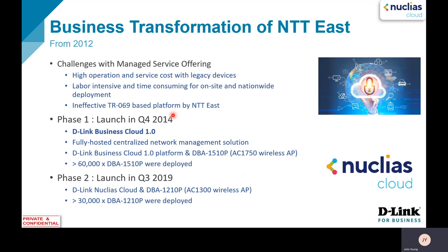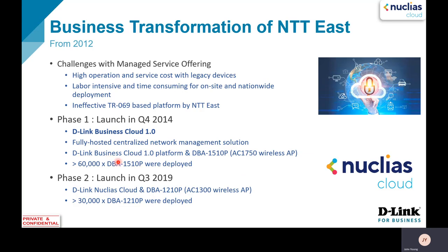So in 2014, together with NTT East, we launched phase 1 using D-Link Business Cloud 1.0. It is a fully hosted central network management solution for them to manage all the APs. It's called the DBA-1510P, an AC1750 wireless AP. They deployed more than 60,000 APs.